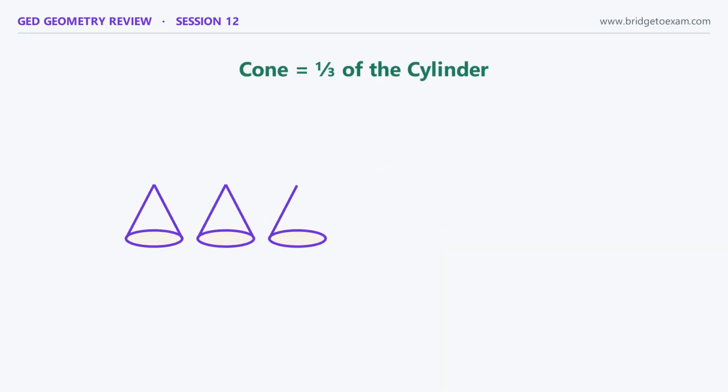The cone formula is really the cylinder formula divided by 3. In fact, 3 identical cones fill one matching cylinder exactly. So a cone holds 1/3 of the cylinder with the same radius and height.